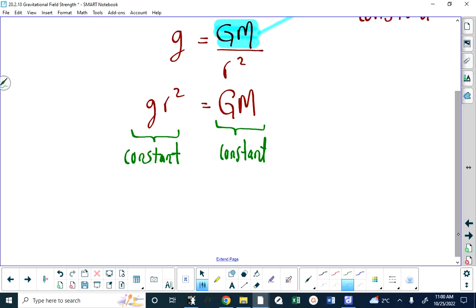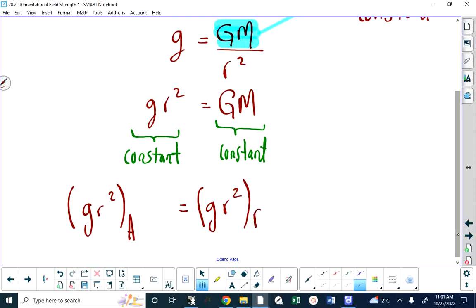Except the right side of this equation is constant because every piece of it is constant. The left side is constant because they both change in a way to keep the product constant. So if little g on the left goes up, little r has to go down to balance things out. And by following that logic, what you end up saying is that little g times r squared for planet A has to be equal to little g times r squared for planet B.